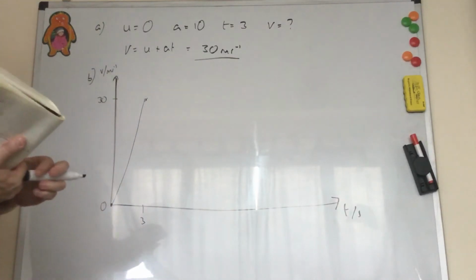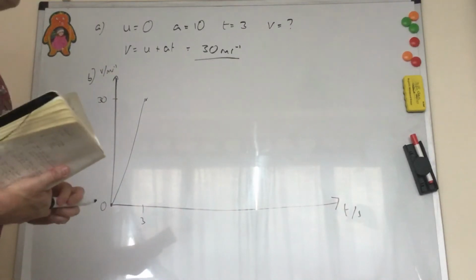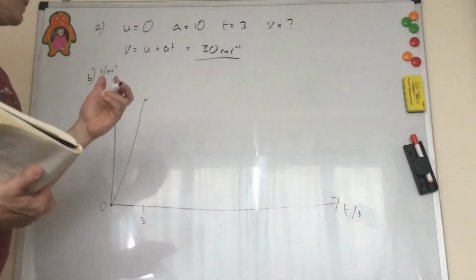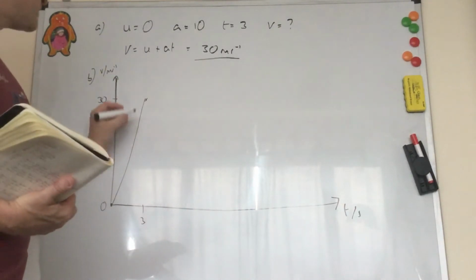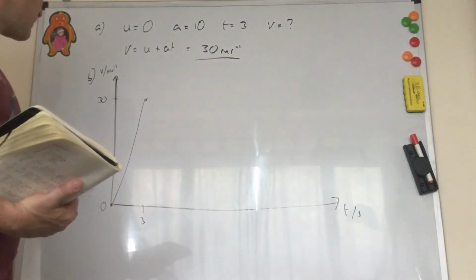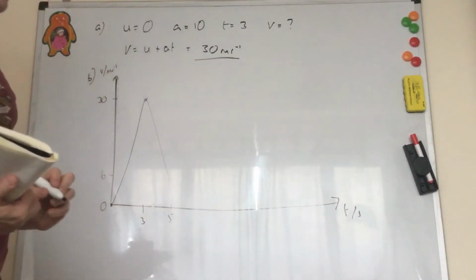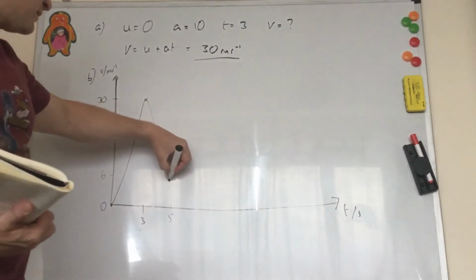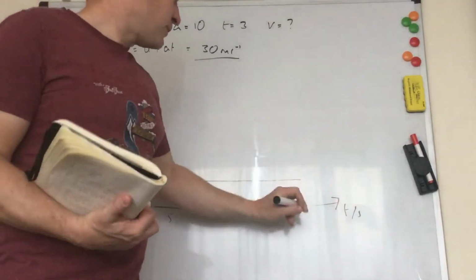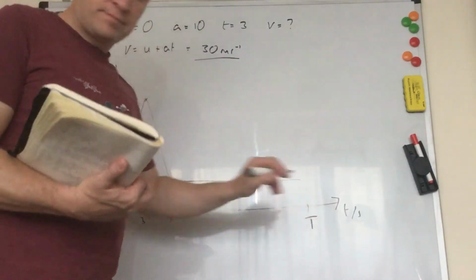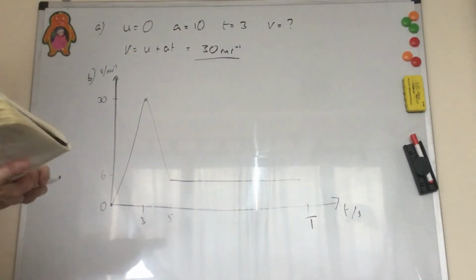She then opens her parachute and decelerates at 12 metres per second squared for 2 seconds. So that'll slow her down by 24 metres per second, taking her down to 6 metres per second at 5 seconds. And then she carries on at uniform speed until she hits the ground at time T. Okay, so there's our graph.